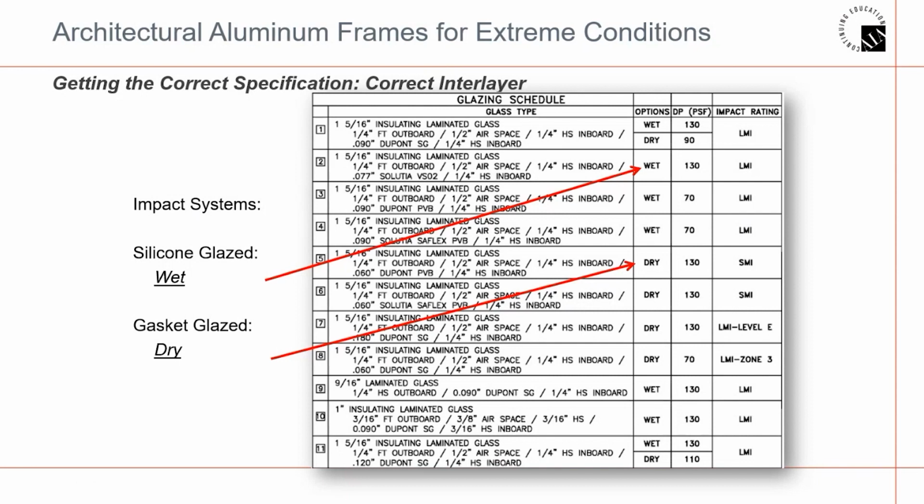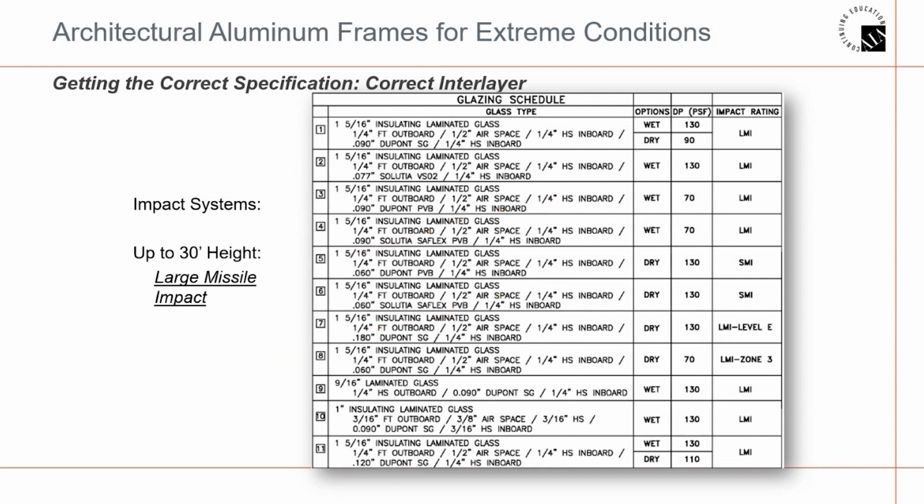So make sure that when you choose your interlayer, you also choose the corresponding method of sealing it, whether it's dry glazing or wet glazing. ASTM E1886 and E1996 outline test procedures for large missile impact on elevations up to 30 feet and small missile on elevations over 30 feet.